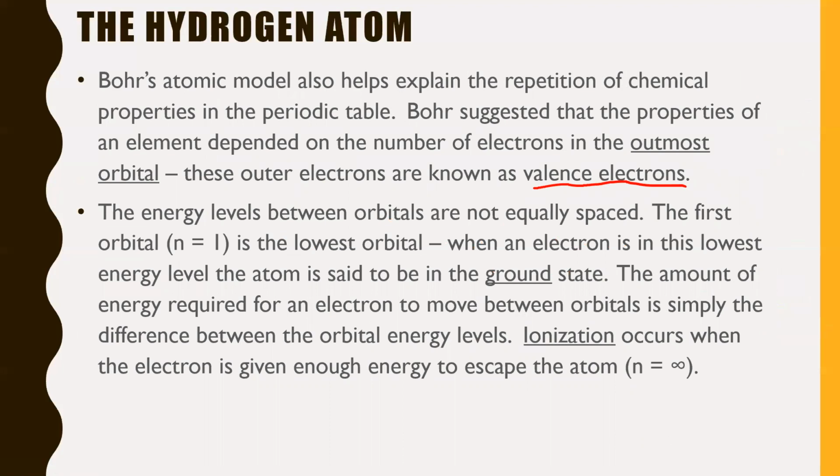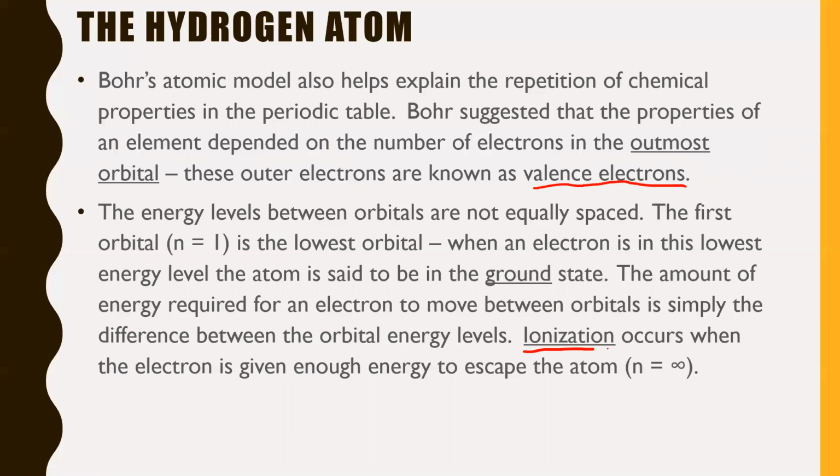Now, the energy levels between orbitals are not equally spaced. The first orbital, n is 1, is the lowest orbital. When an electron is in this lowest energy level, the atom is said to be in a ground state. The amount of energy required to move between orbitals is simply the difference between the orbital energy levels. Okay, that shouldn't be too big of a surprise, right? So there's energy levels for each of those orbitals, and the amount of energy it takes to go from one to another, or vice versa, is just the difference between them.